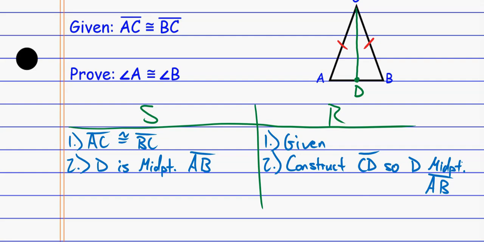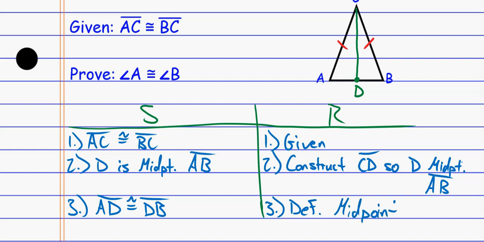I can say, okay, well, if D is now the midpoint, I could say that AD is congruent to DB. And that's because that's what a midpoint is, all right? That's my definition of the midpoint. And then step 4, sorry, let me label that on the graph, these guys.